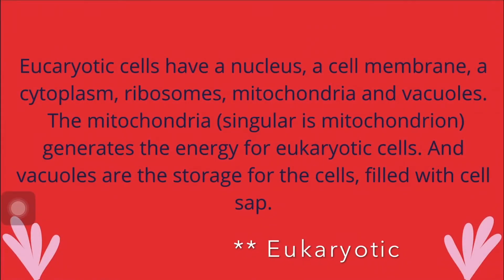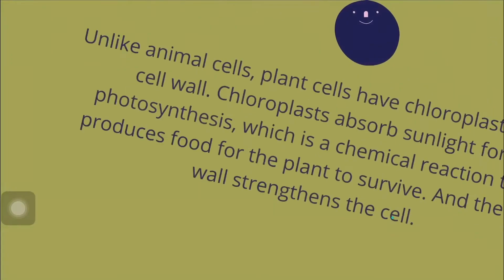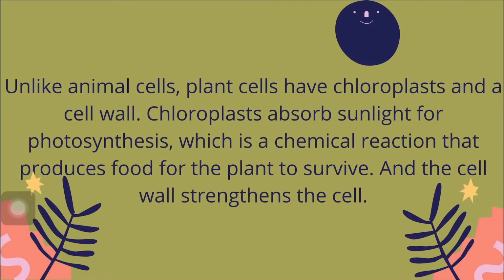Eukaryotic cells have a nucleus, a cell membrane, a cytoplasm, ribosomes, mitochondria and vacuoles. The mitochondria, and you say it's singular as mitochondrion, generates the energy for eukaryotic cells, and vacuoles are the storage for the cells, filled with cell sap. Unlike animal cells, plant cells have chloroplasts and a cell wall. Chloroplasts absorb sunlight for photosynthesis, which is a chemical reaction that produces food for the plant to survive, and the cell wall strengthens the cell.